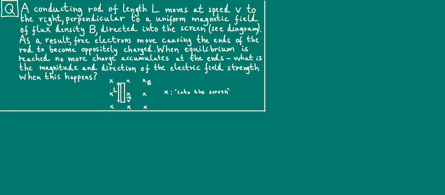So, as the rod moves to the right, so will the electrons in the atoms that make up the rod. And since the electrons are moving at right angles to the magnetic field lines directed into the screen, the electrons will experience a magnetic force. We can figure out the direction of this force from Fleming's left-hand rule.